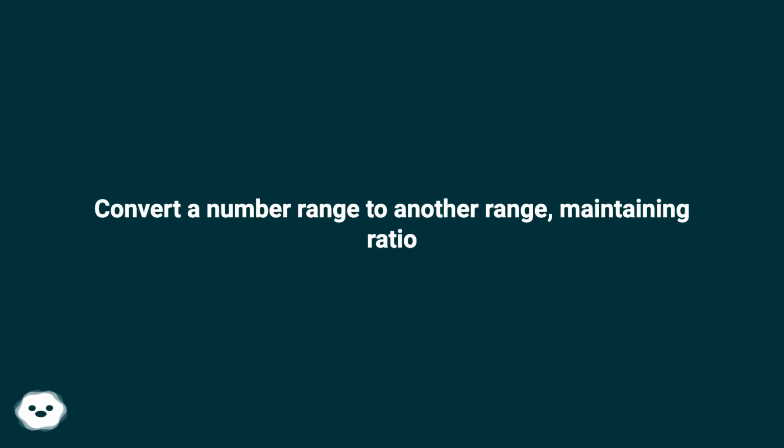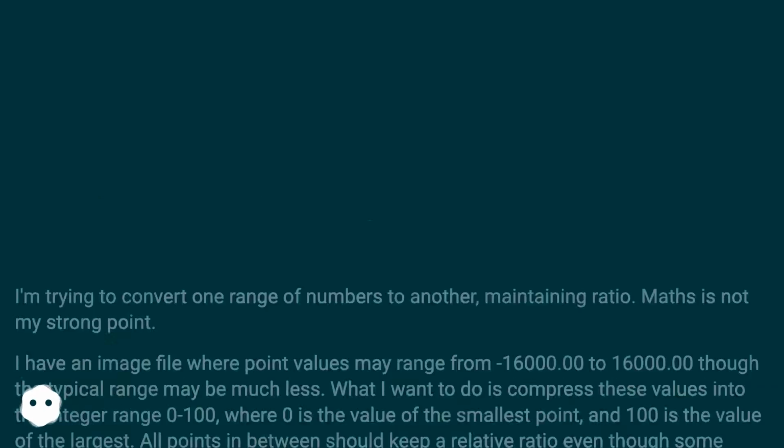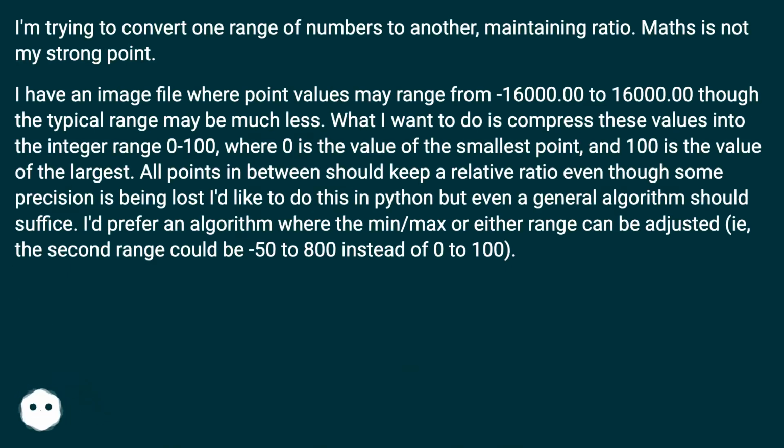Convert a number range to another range, maintaining ratio. I'm trying to convert one range of numbers to another, maintaining ratio. Maths is not my strong point.